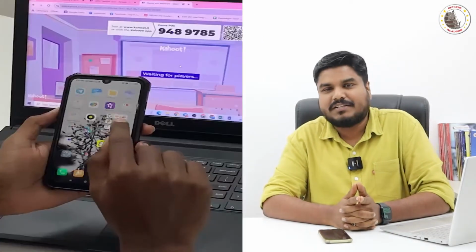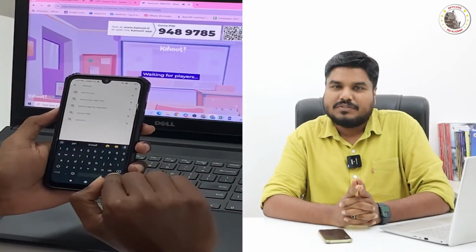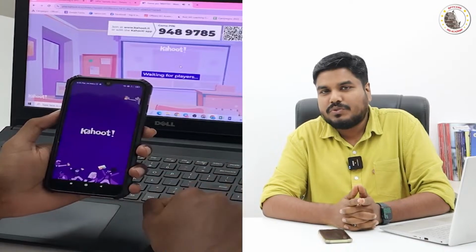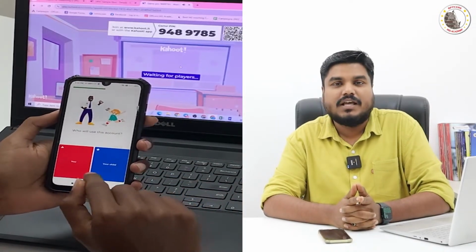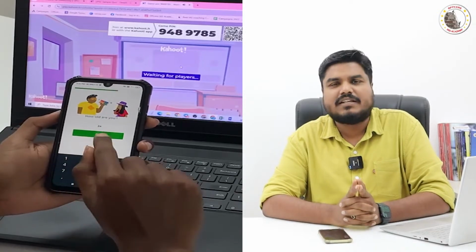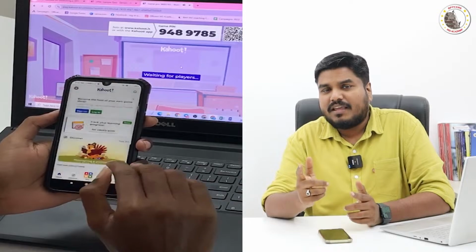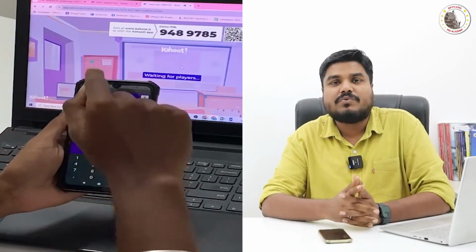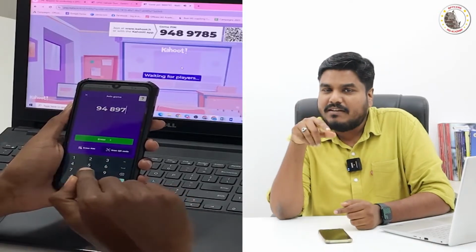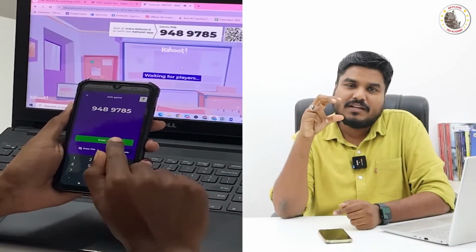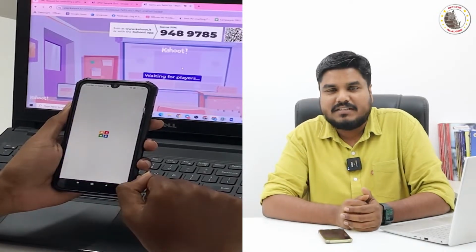So how to participate? For which you have to install a mobile application. Go to either the App Store or the Google Play Store to download this application named Kahoot. Download and install it. Every Saturday at 6 p.m. in the live video, I will be giving you a 7-digit PIN. You have to enter that 7-digit PIN in the Kahoot application.